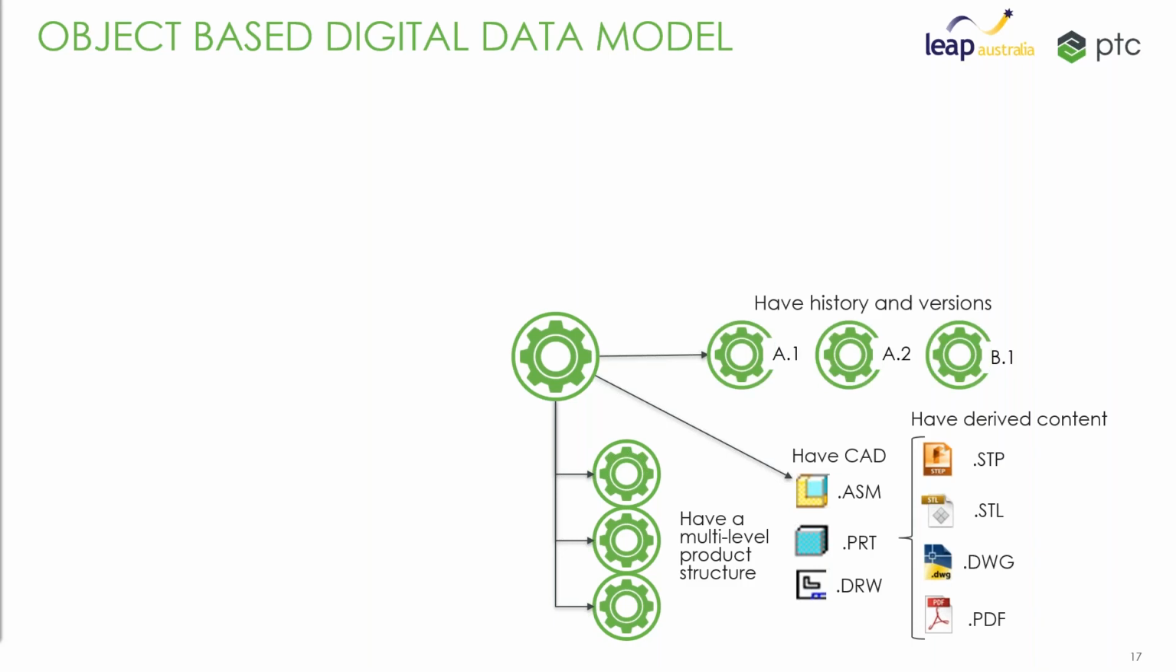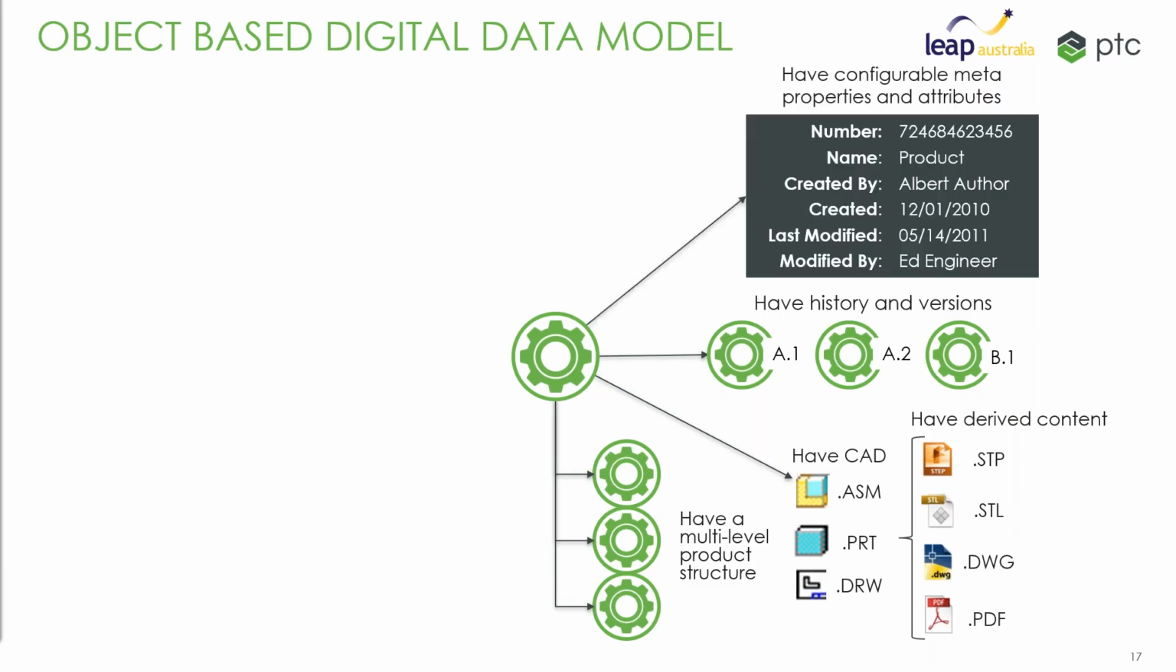So as we check that in and check it out and evolve it over time, we have configurable metadata and attributes. So that could be things that are maybe static, like its part number. That could be changing, like who last modified it. All kinds of information that we can have against that object. Those objects will have automation through workflows and lifecycle management as they evolve over time.